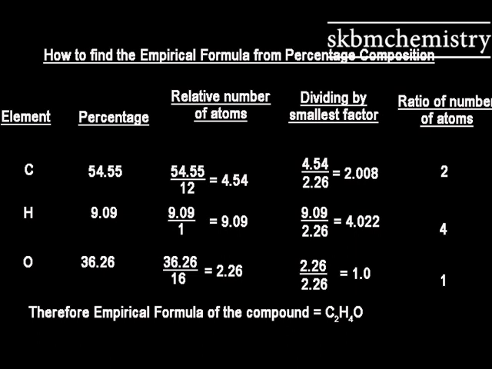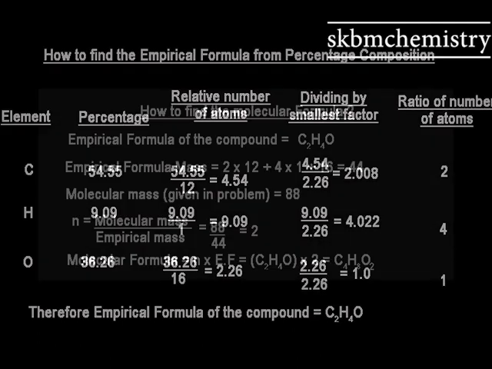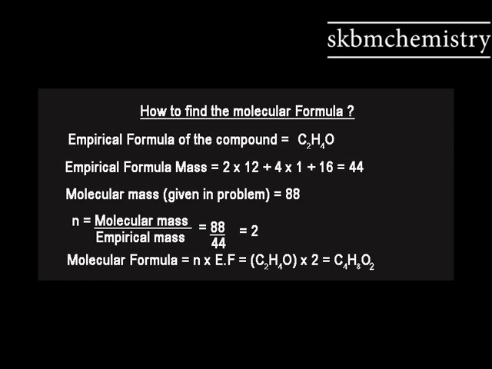In the fifth column, we have to write this in terms of whole numbers. Against carbon, the nearest whole number is 2. Against hydrogen, the nearest whole number is 4. And against oxygen, the whole number is 1. That means in the empirical formula of this compound, there are 2 carbon atoms, 4 hydrogen atoms, and only 1 oxygen atom. So we can write the empirical formula of this compound as C2H4O.